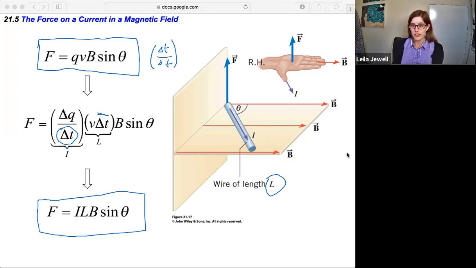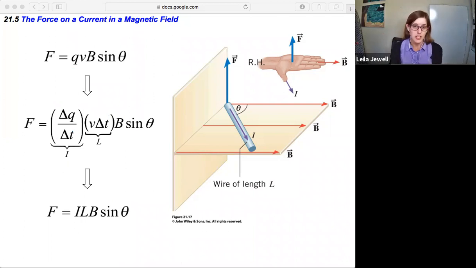So for this example, we can again use our right-hand rule. It's just instead of using our thumb as velocity, our thumb is going to be current. It's the same rule though. So we line up our thumb with the current, our index finger with the magnetic field, and our middle finger or our palm will then give us the force, which is up in this case.